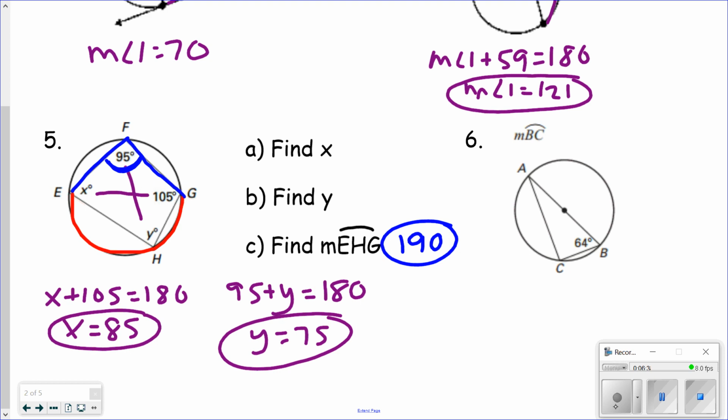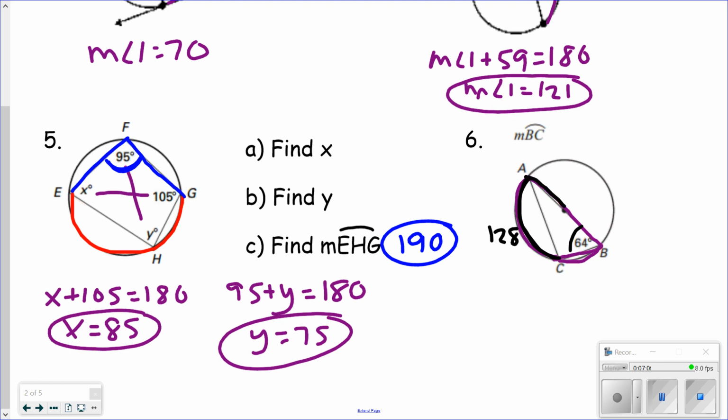Next, we want to find the measure of arc BC. So arc BC is right here. And I know that this arc here corresponds with this angle measure. I'll use a different color here. All right, so I'm just focusing on this arc. And so what I'm going to do is take that angle measure, I'm going to double it. So that means that this arc is 128.